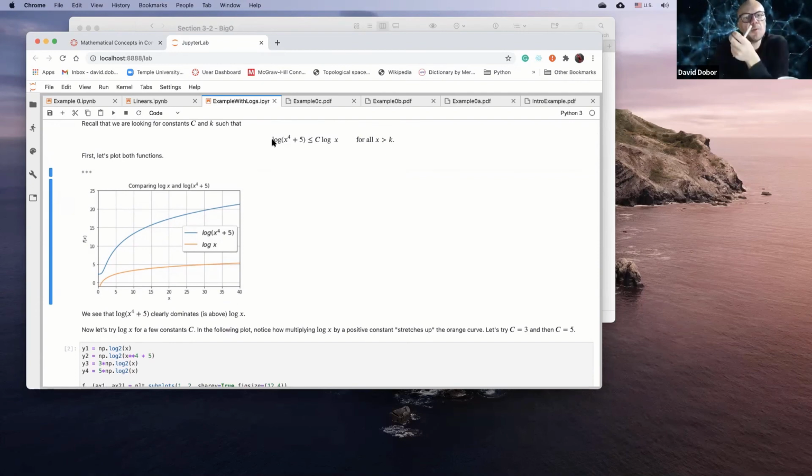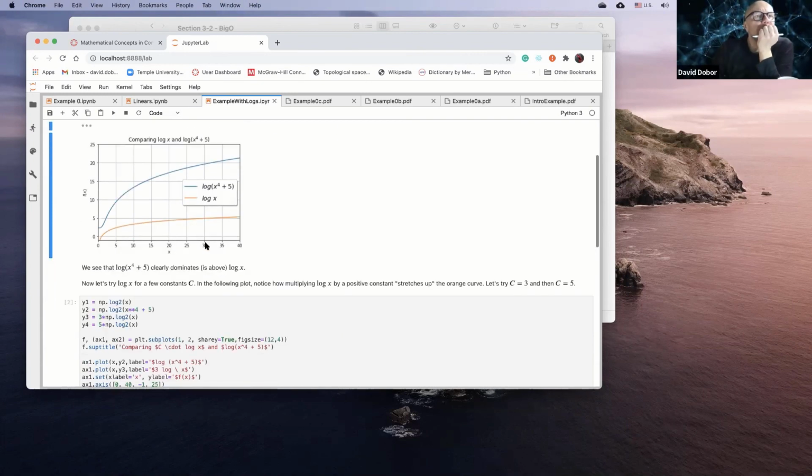G of n should be the simple function. F of n is the function that you're trying to estimate. That's the guy to the left. Just keep that in mind. So this is now log of this, the not simple function, is above. What we'd like to do is somehow make the blue function stuffed underneath the orange function.